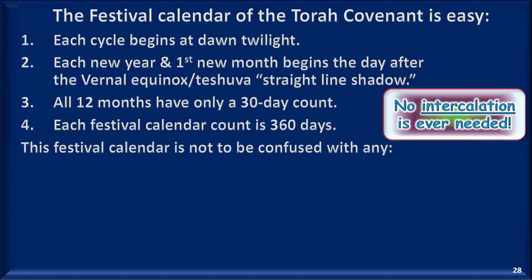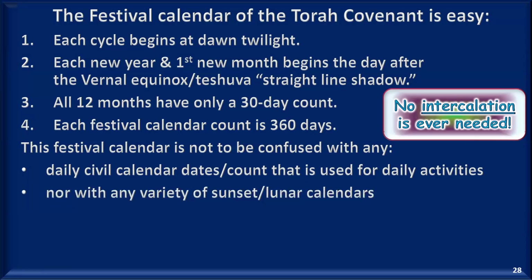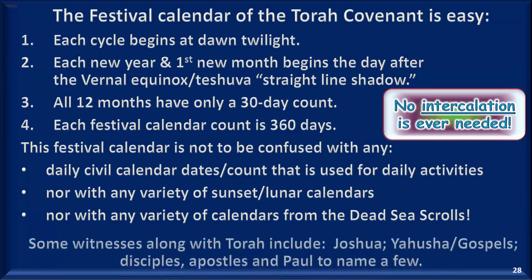But don't forget that the festival calendar should never be confused with any of these. Don't confuse it with the daily civil calendar, the Roman Gregorian calendar. That date and those counts, that's used for your daily activities. You need that calendar to exist for your appointments and your deadlines in this world today. Don't confuse covenant calendar with that. Don't confuse it with any variety of a sunset lunar calendar. And don't confuse the covenant calendar with any variety of calendars that come from the Dead Sea Scrolls. They use intercalation as well.